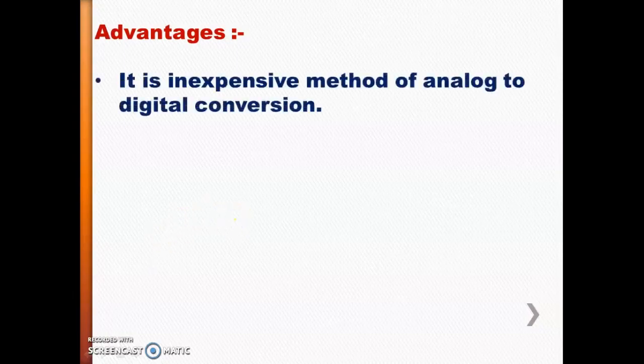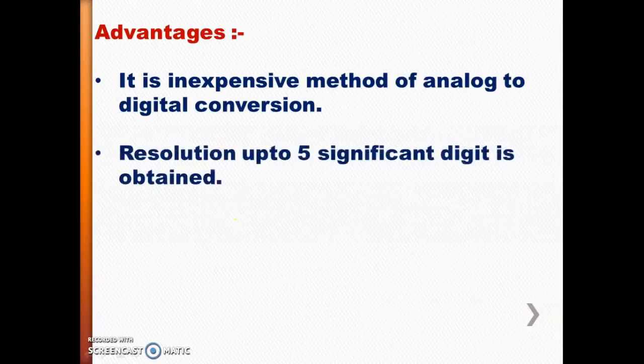Let's see the advantages and disadvantages of the successive approximation type of digital voltmeter. So the first advantage is that it is an inexpensive method of analog to digital conversion. Second, a resolution of up to 5 significant digits can be obtained.